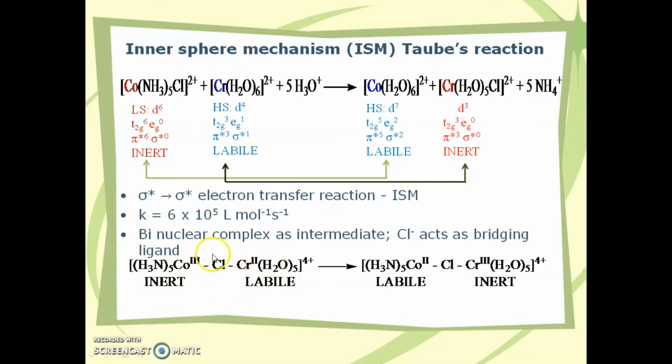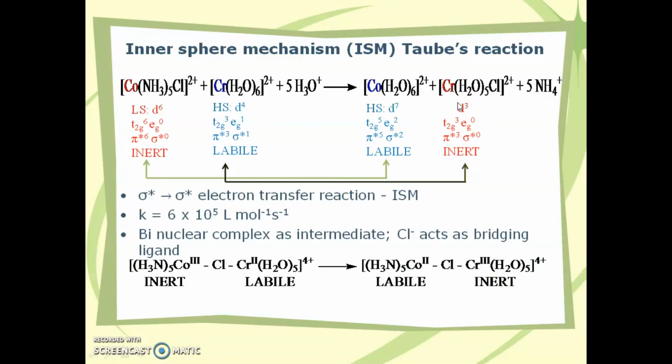So the inert nature of cobalt 3 plus is converted to the labile cobalt 2 plus, and the labile Cr2 plus is converted to inert Cr3 plus. So here Cl minus acts as a bridging ligand. So there is a binuclear complex as the intermediate, and so there is a breaking of the coordination sphere between the reactant complexes, and this forms a single intermediate complex, and later the intermediate complex is again broken into two different complexes in the product.